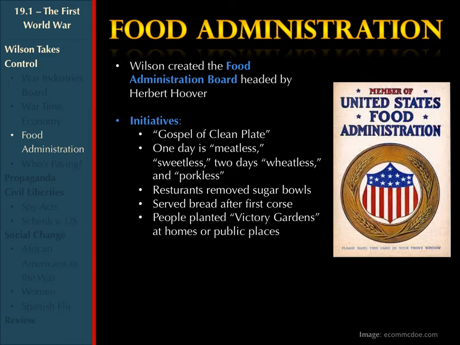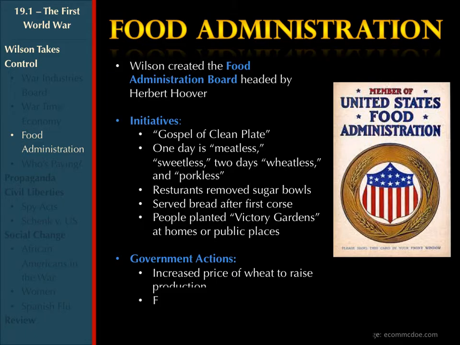People around cities planted victory gardens at their homes and in public places to grow vegetables for themselves instead of buying them. And then the government increased the price of wheat, so farmers were encouraged to plant more wheat. And as a result, food shipments to the Allies tripled because we were producing more and eating less, so we had more to export.